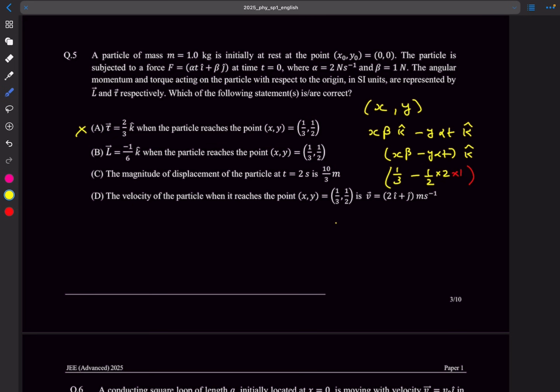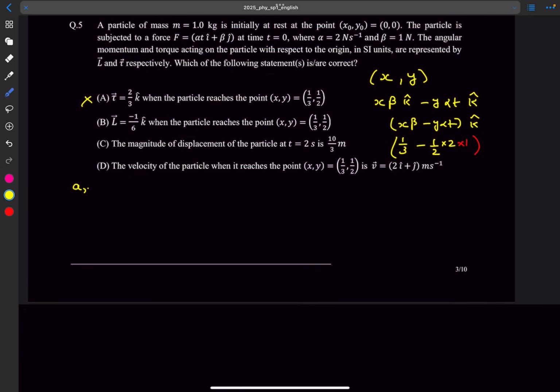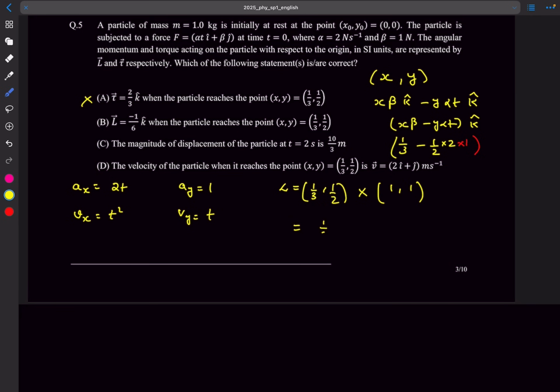Okay. In the second case, they're asking us about the angular momentum. So the x acceleration is 2t and the y acceleration is 1. So from here, vx just turns out to be, if you integrate on both sides, t squared. And vy is just going to be t. So at t equal to 1 second, vx is 1, vy is also 1. So the angular momentum will be just r cross mv, which is 1 by 3 comma half crossed with 1 comma 1. So this will be 1 by 3 minus half, which is negative 1 over 6 k cap. Okay, so option B is correct.